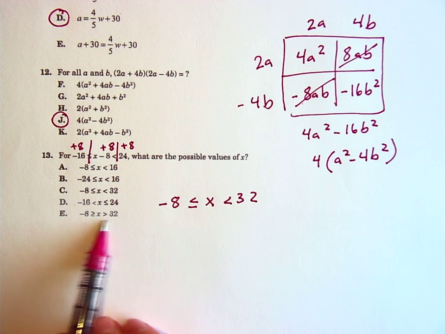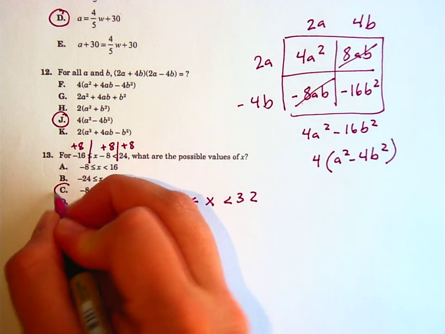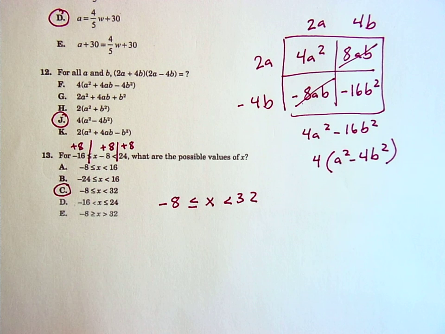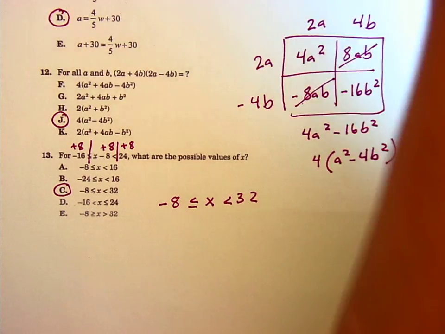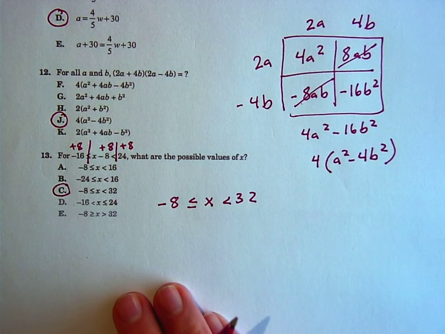Oh, look, they tried to switch it up on you like that. You only switch those signs if you multiply or divide by a negative number. So whoever is creating these tests, they're definitely trying to trick you and putting common mistakes on there. So be careful about that.